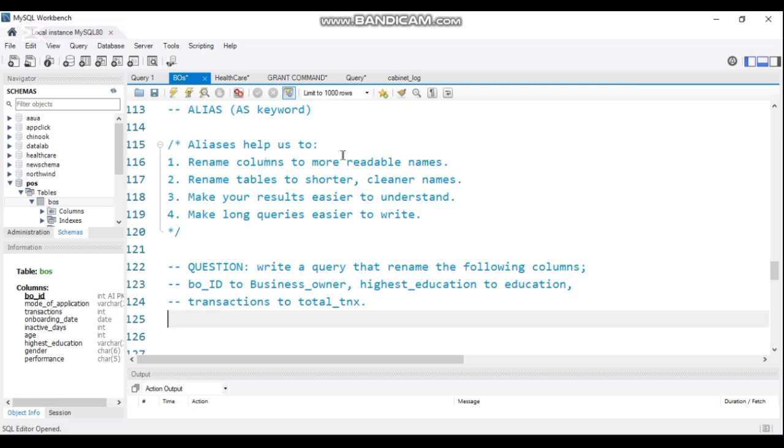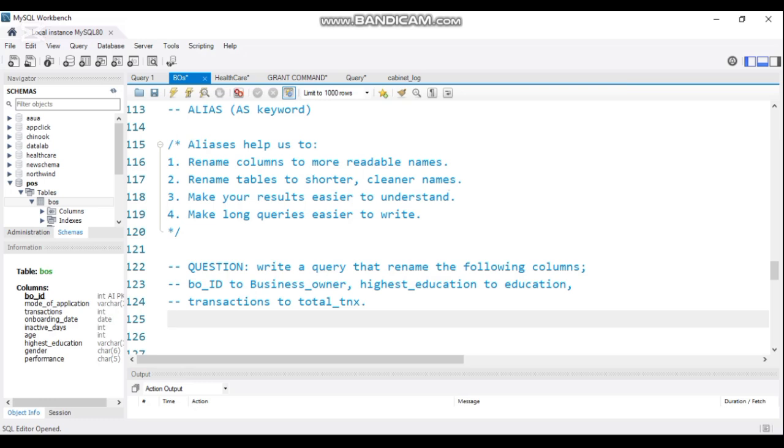The same way it is in our real world is how it is also in SQL. And I explained that it helps us to rename columns to more readable names. It helps us to rename tables to shorter, cleaner names. It helps us to make our result easier to understand. It makes long queries easier to write. We will understand how to make a long query easier to write in our next video when we start our JOIN. And it is a way of renaming something, like I said, just to give it another name rather than the normal name.